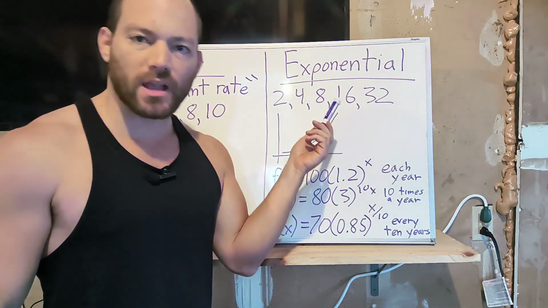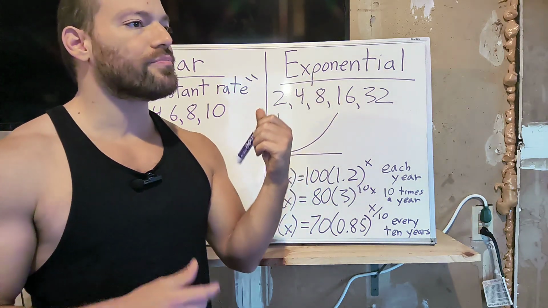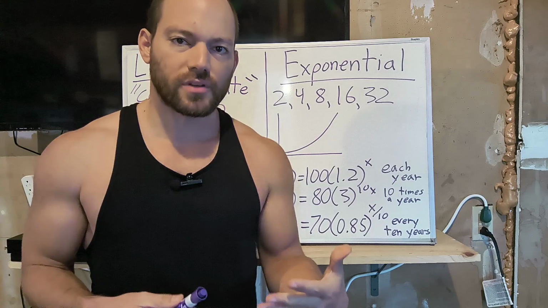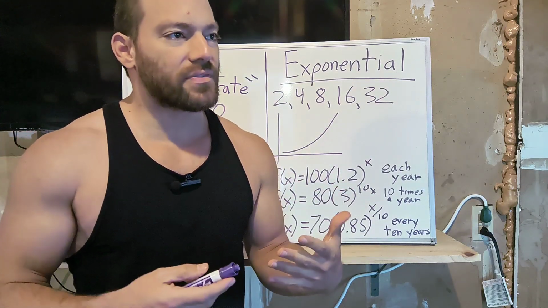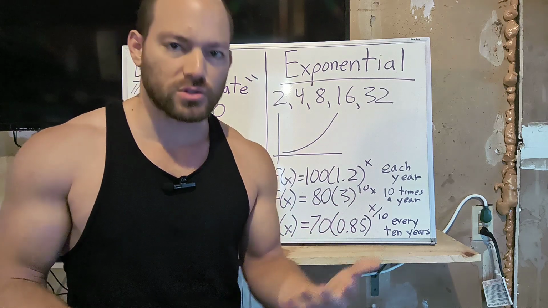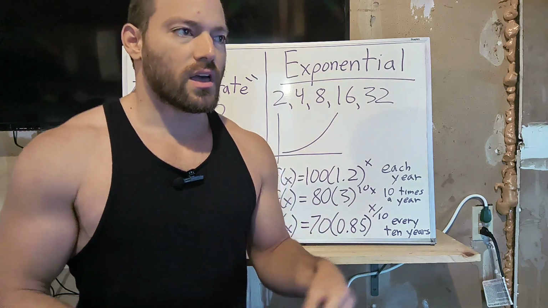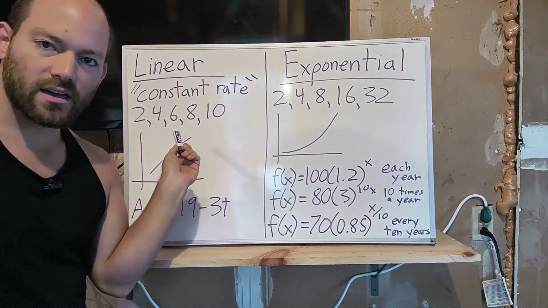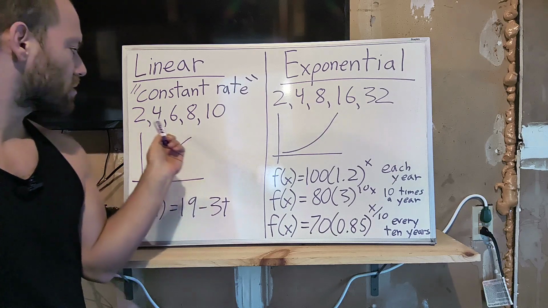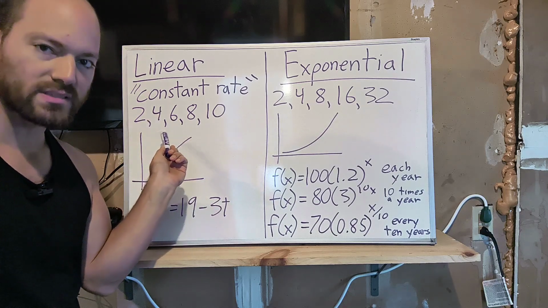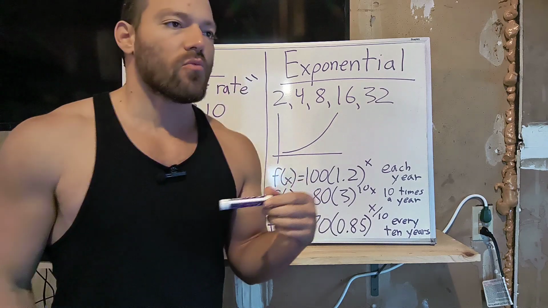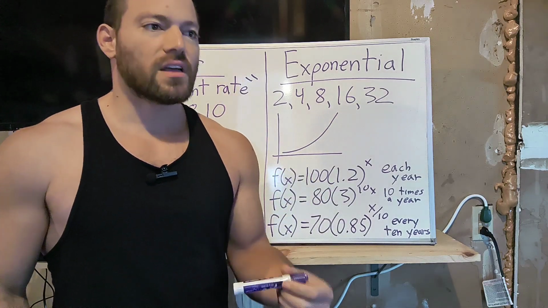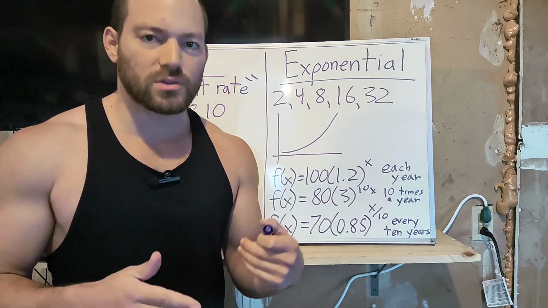I want to talk about exponential stuff next. So when there's exponential growth occurring, basically what that means is the amount that's increasing is also increasing. Contrast that with a constant rate of change, where the amount that's increasing is always the same: add 2, add 2, add 2. With exponential growth, the amount that's increasing is also increasing.